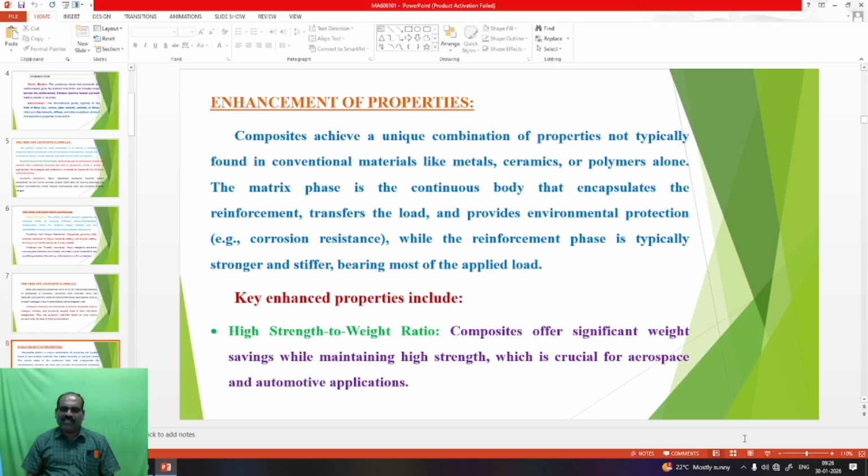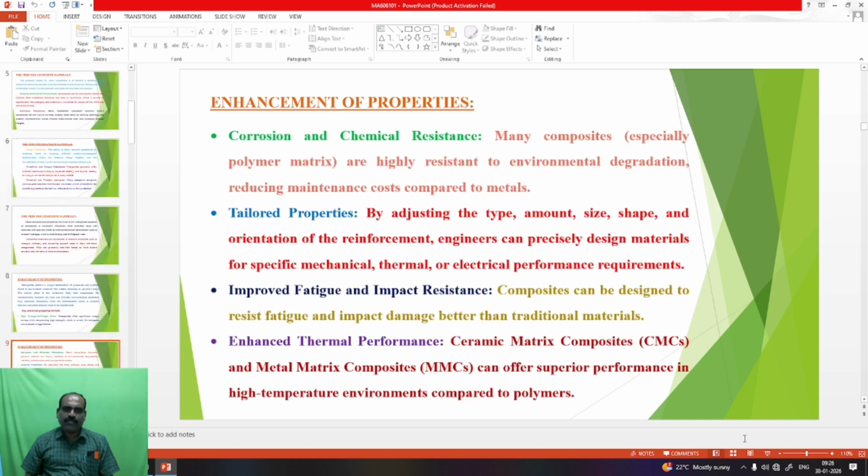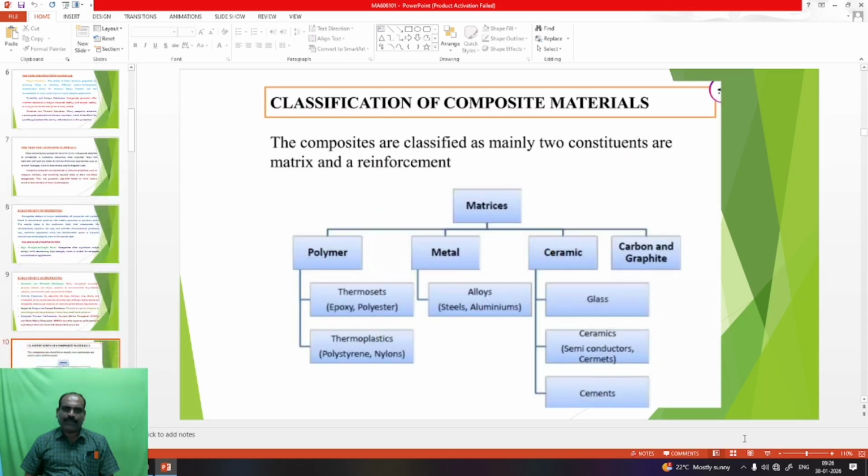The matrix phase is a continuous body that encapsulates the reinforcement, transfers the load and provides environmental protection, that means corrosion resistance, while the reinforcement phase is typically stronger and stiffer, bearing most of the applied load. The enhanced properties, already we have seen: high strength to weight ratio, corrosion and chemical resistance, tailored properties, improved fatigue and improved impact resistance, enhanced thermal performance.